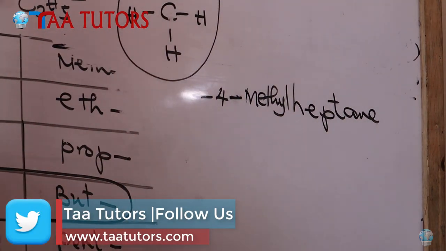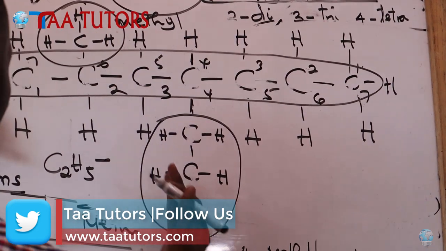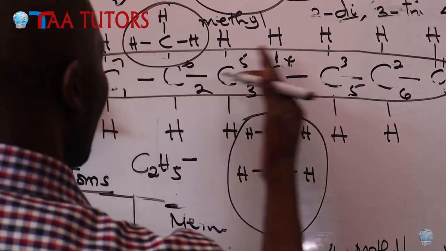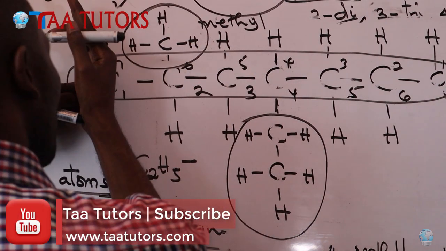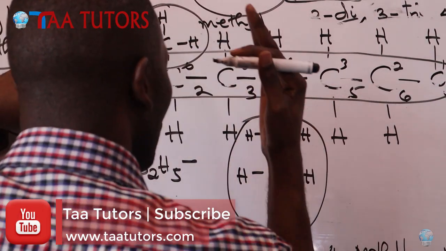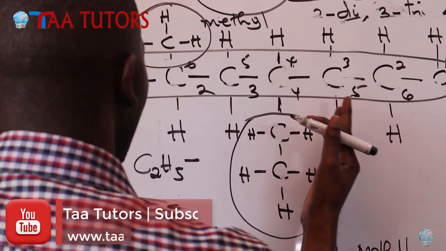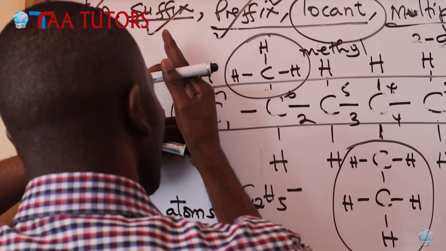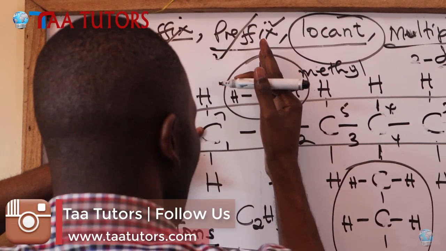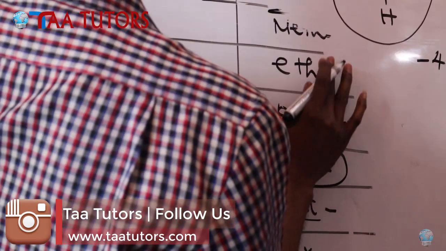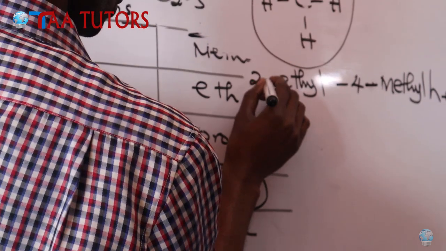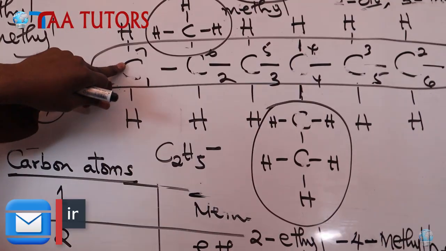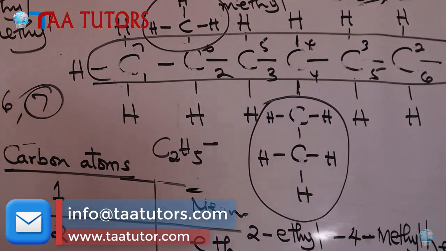Now, we realize that ethyl was at the center. But methyl now, do we start from there because this is still 4 here? No, we are going to start from here, because according to methyl we could not decide the side, since it was 4, 4. So we start from this other side, which means ethyl will be on the second carbon atom. So it will be 2-ethyl-4-methyl-heptane.